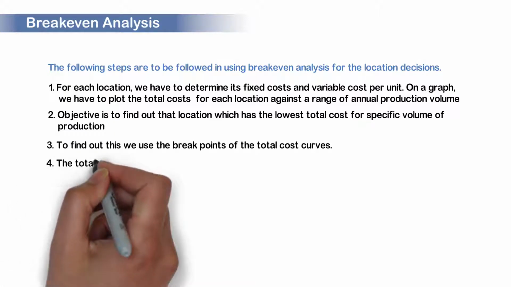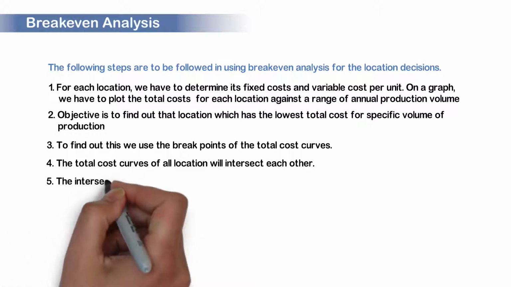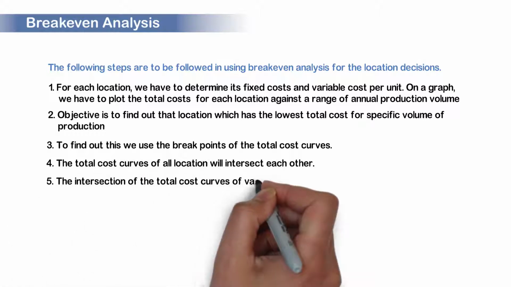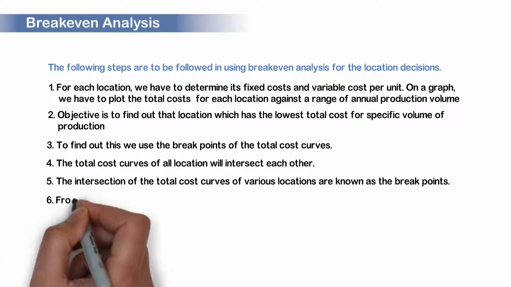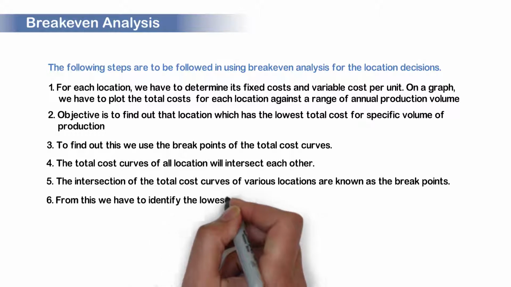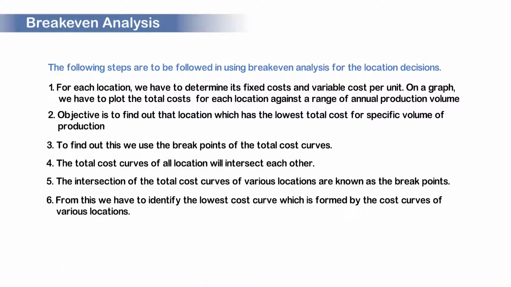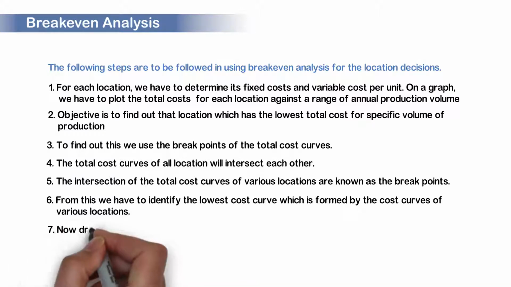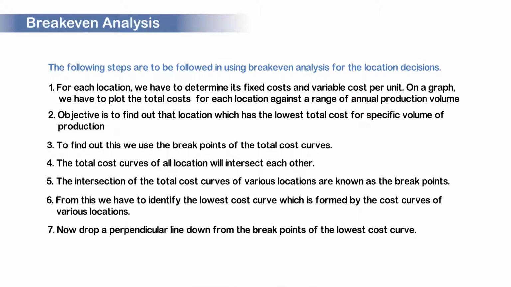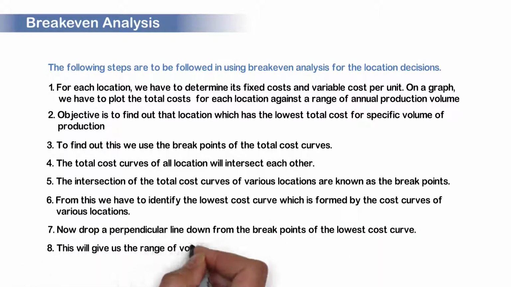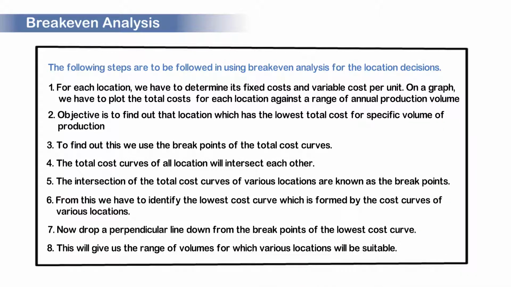The total cost curves of all locations will intersect each other. The intersections of the total cost curves of various locations are known as the breakpoints. From this, we have to identify the lowest cost curve, which is formed by the cost curves of various locations. Now draw a perpendicular line from the breakpoints of each lowest cost curve. This will give us the range of volumes for which various locations will be suitable.